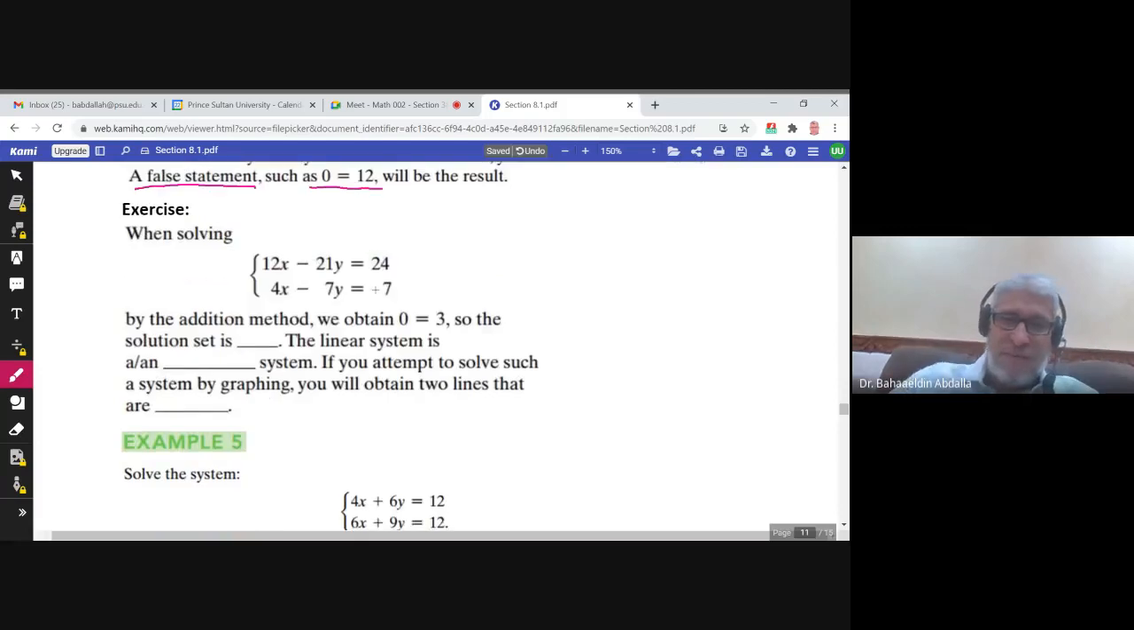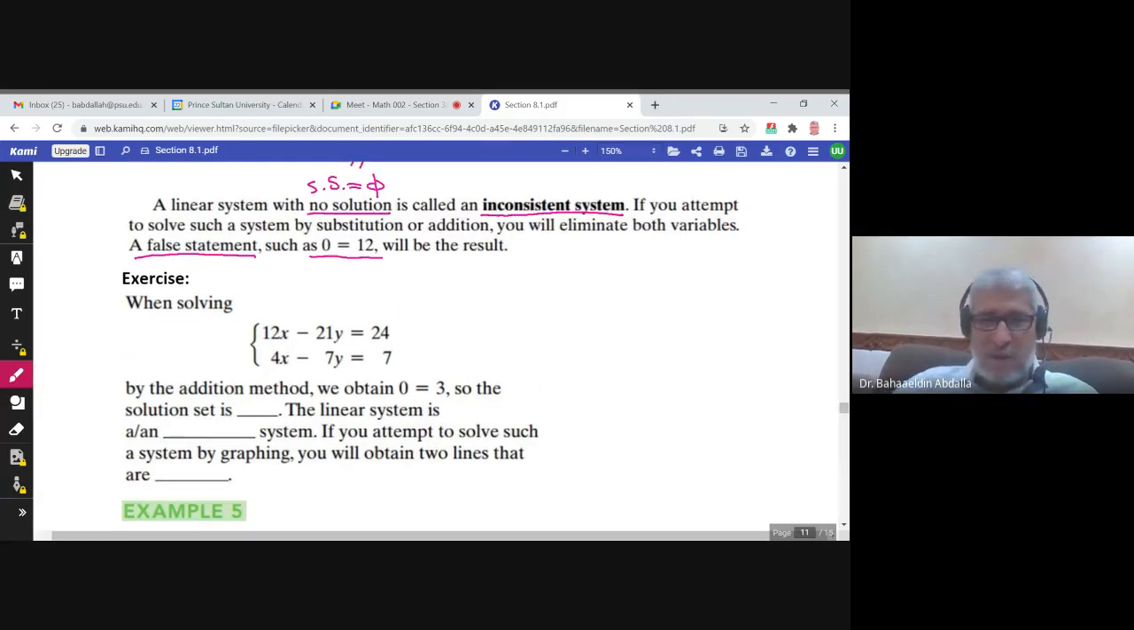Let us see what happens when we try to solve this system. When solving this system by addition method, we obtain 0 equals 3. How did we obtain 0 equals 3? Let us find out. Let us solve it by addition method. Try to eliminate x from the 2 equations. So let me multiply the second equation by -3.